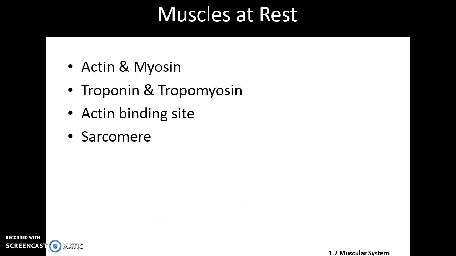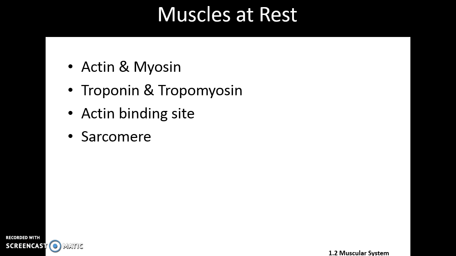At rest, myosin is ready to contract, however it can't contract as the actin is blocked by the troponin and the tropomyosin, which were mentioned in the previous slide. Muscle cells are composed of actin and myosin molecules in a series. A basic unit of these in the muscle cell is known as the sarcomere.